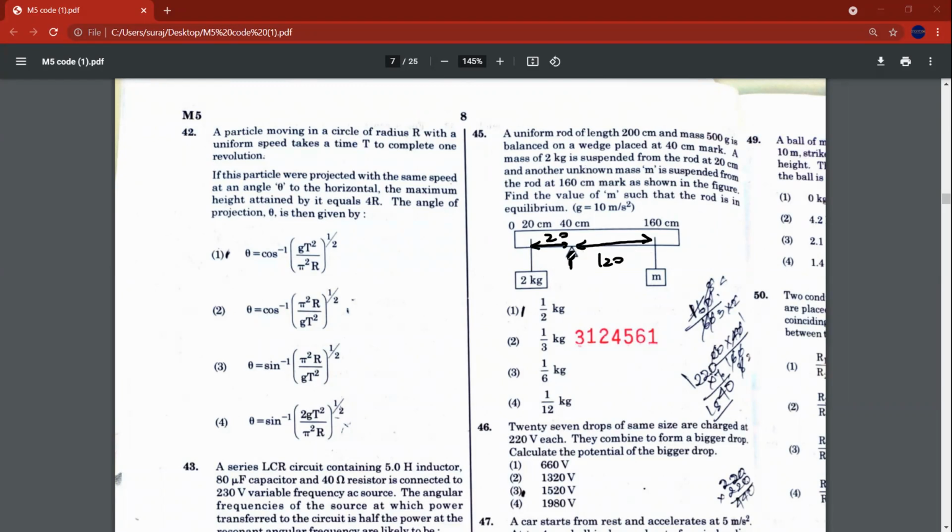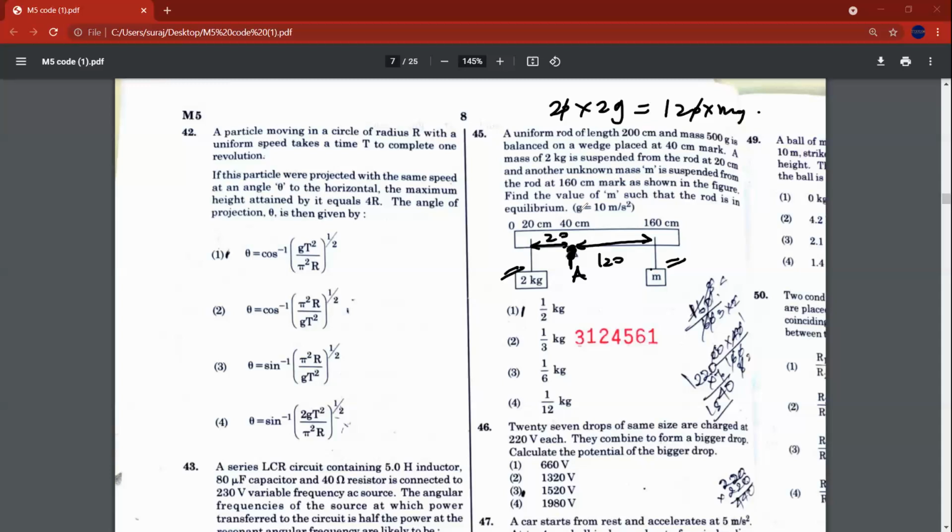Balance the torque about this point. Now one more thing, if this is to be balanced, 2 kg and m, the center of mass should be at this point. And apart from that, torque should also balance. So if you solve this, net torque about A should be 0. If you solve that, torque is 20 into 2g equal to 120 into mg. The zeros cancel. It should be 1 by 3 kg.